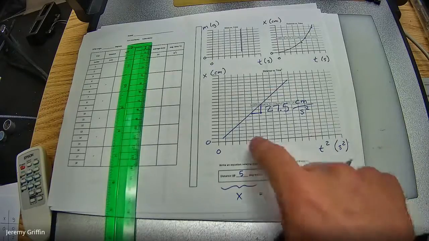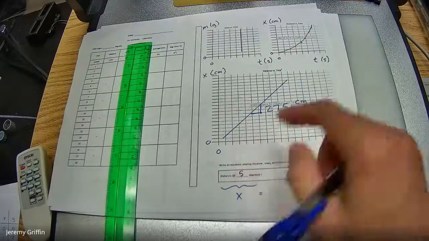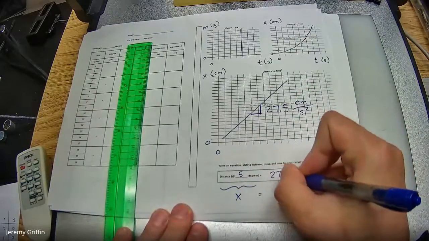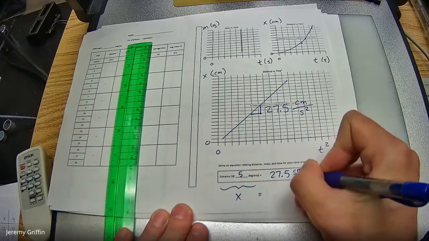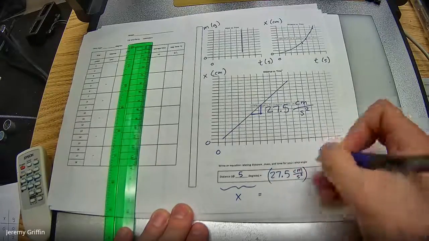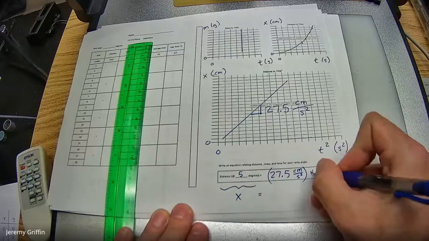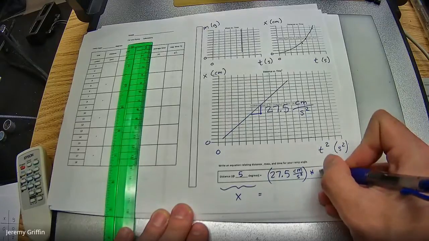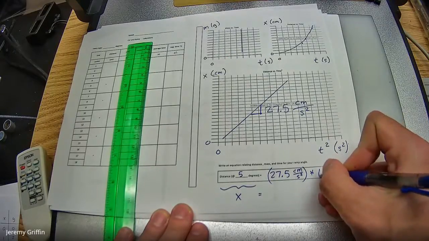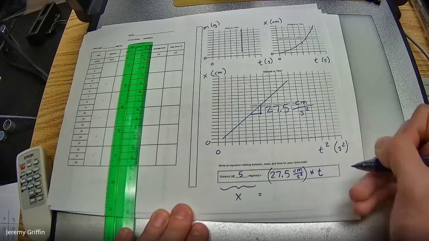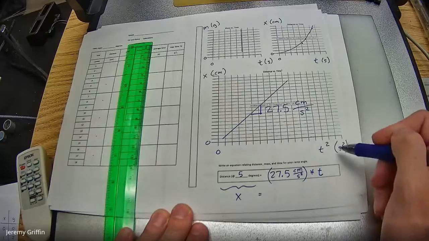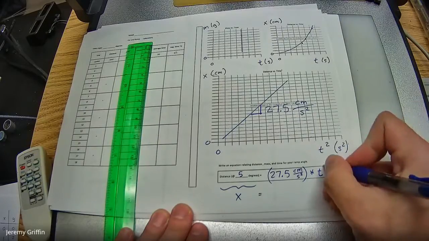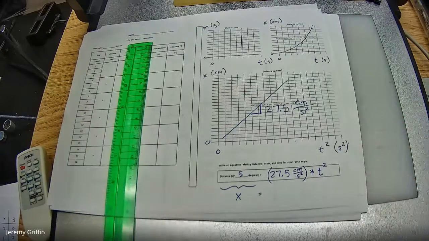Okay. How about time? You guys think it's 27.5 centimeters per second squared? Have to put the units because physics, science class. Okay. Multiplied by what? Is it t? It's what? T squared. T squared, right?